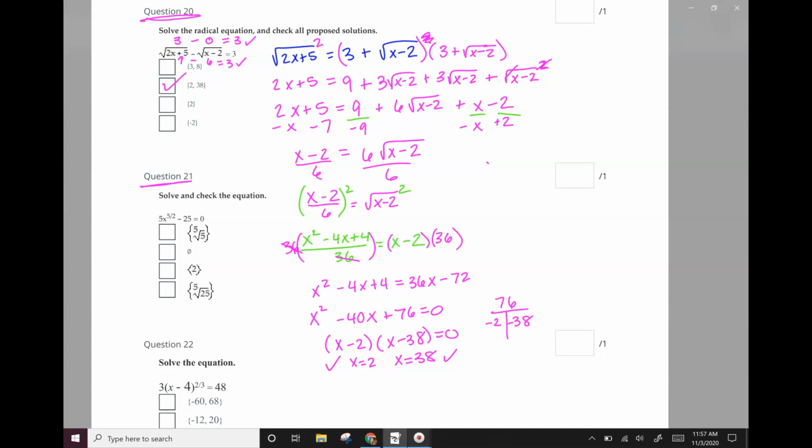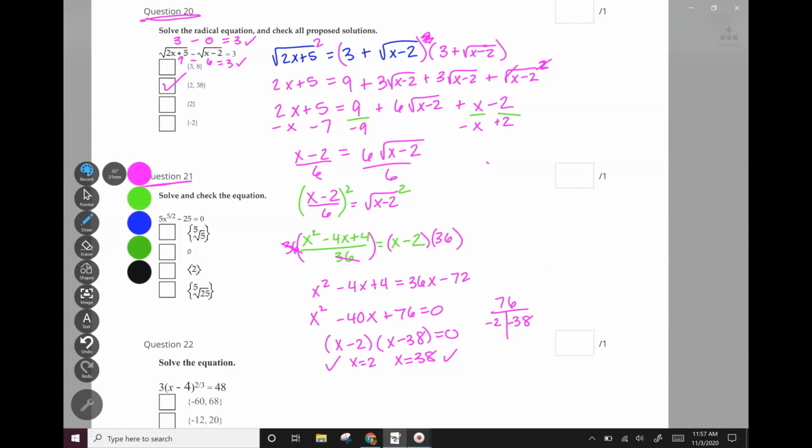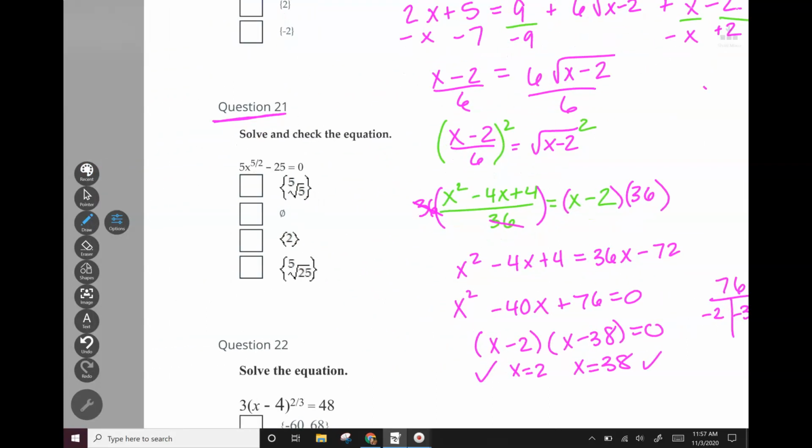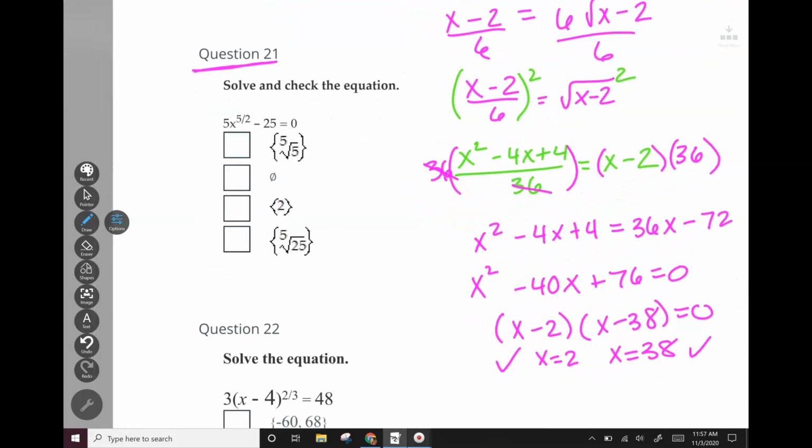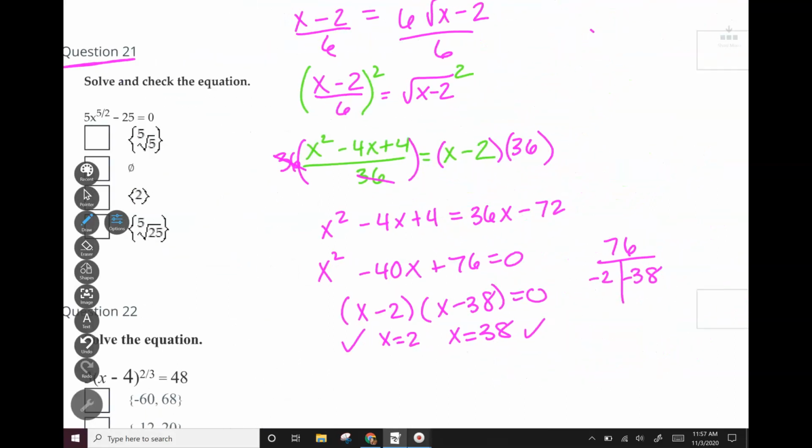Number 21. I put this one on here because the answer choices are written a little differently than what we expected. So I'm just going to do this one really quickly. I guess I need to make room. Let me erase this.